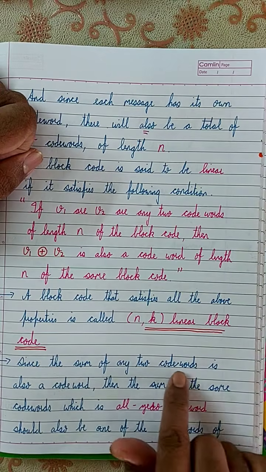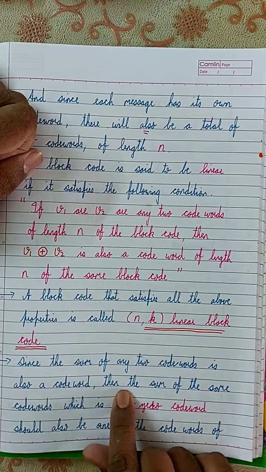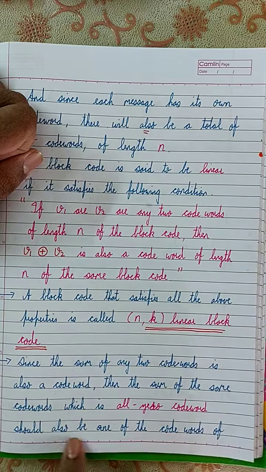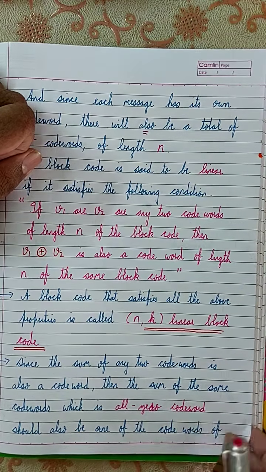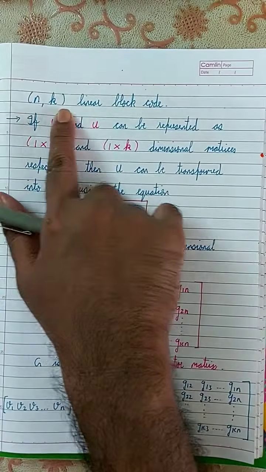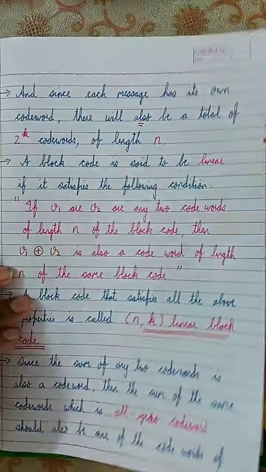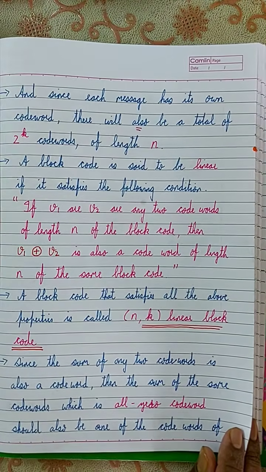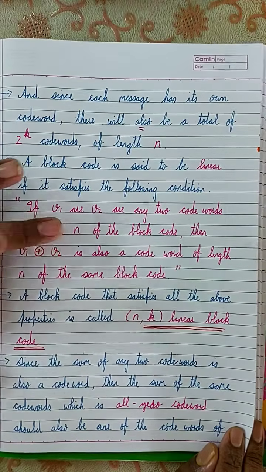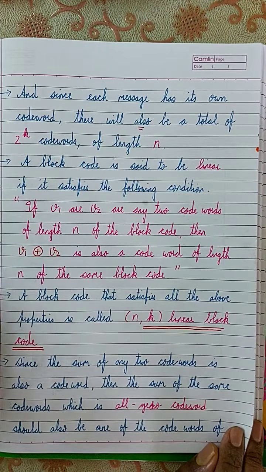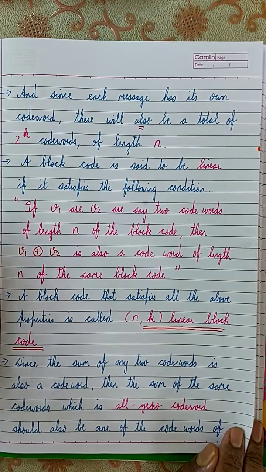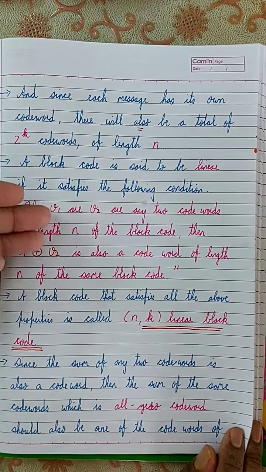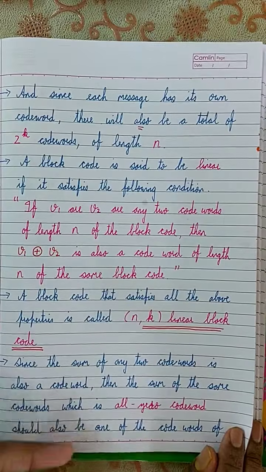Since the sum of any two code words is also a code word, then the sum of the same code words, which is an all-zero code word, should also be one of the code words of the (n,k) linear block code. This is another interesting property about the (n,k) linear block code. That is, if you add any two code words of an (n,k) linear block code, the resulting sum is also a code word.